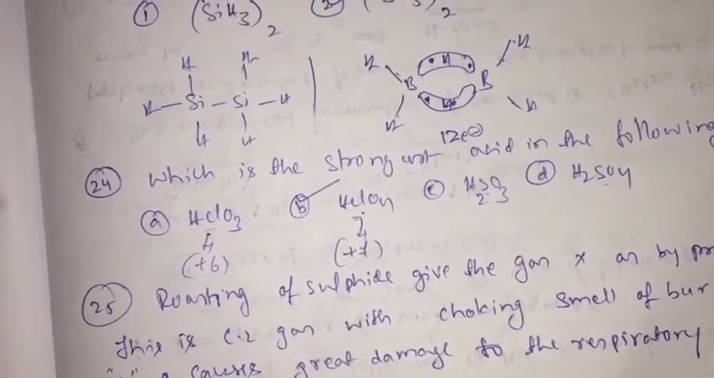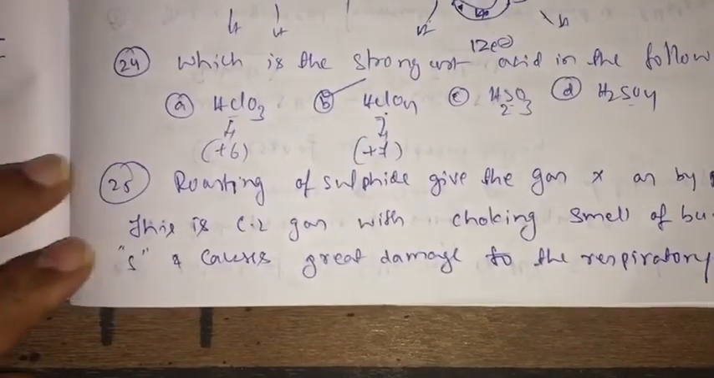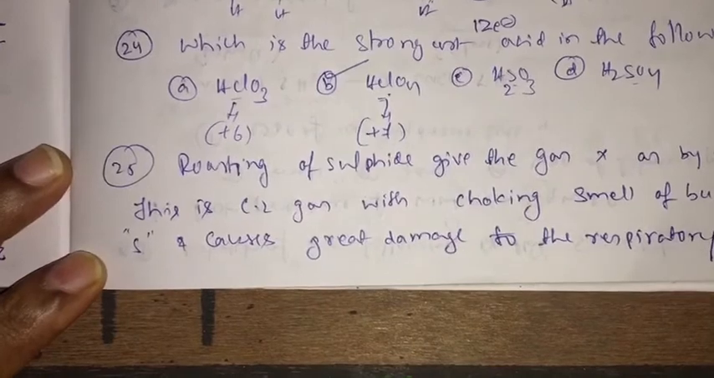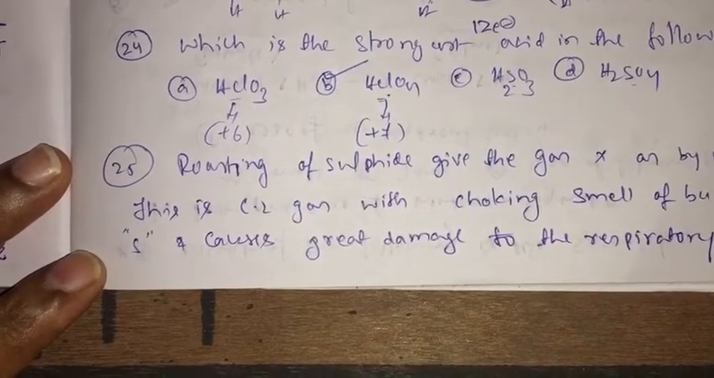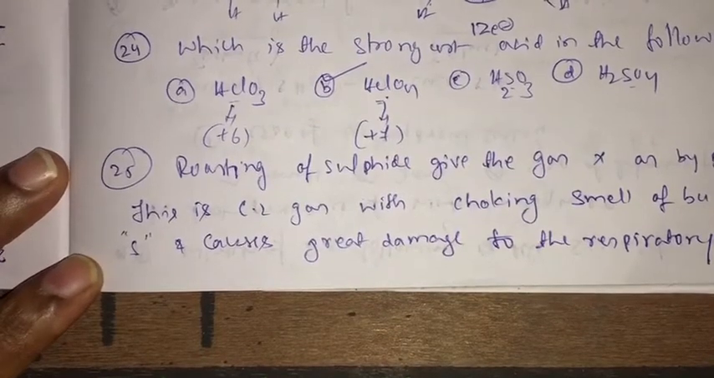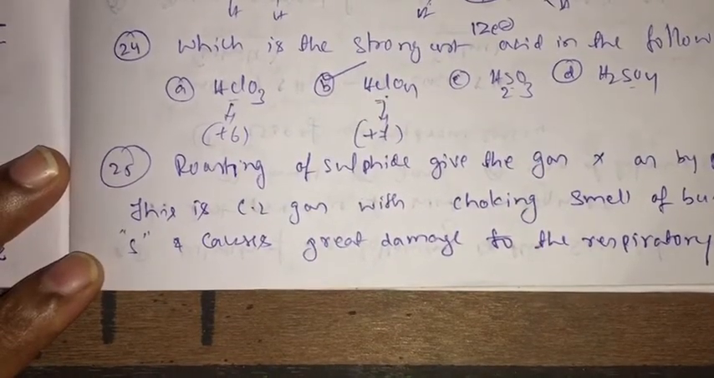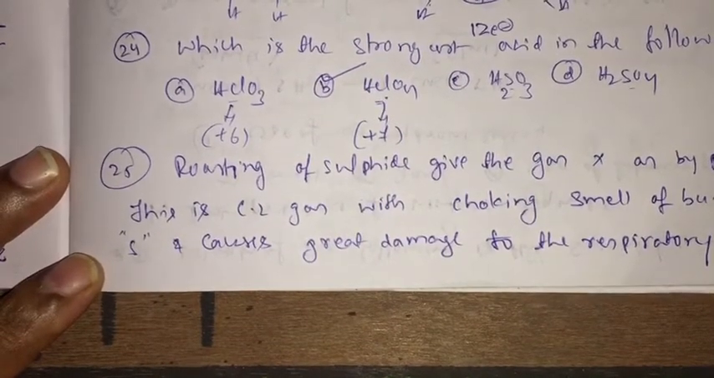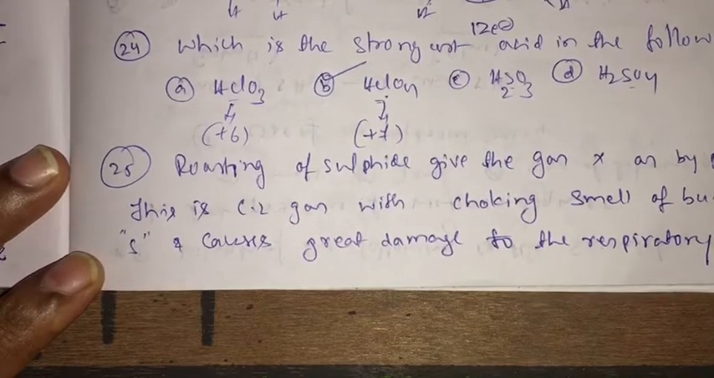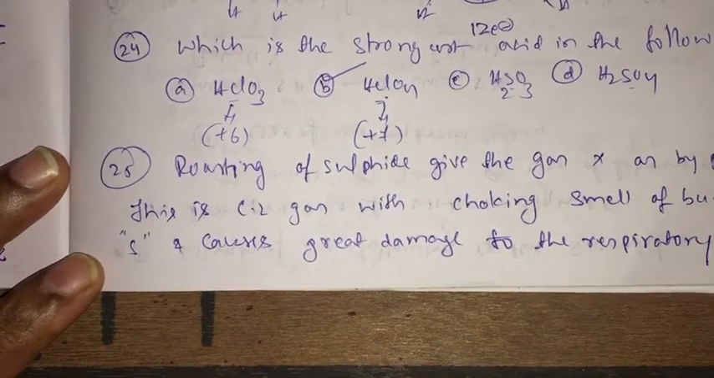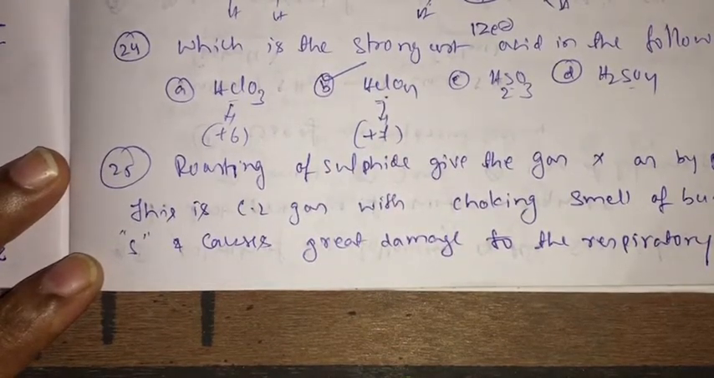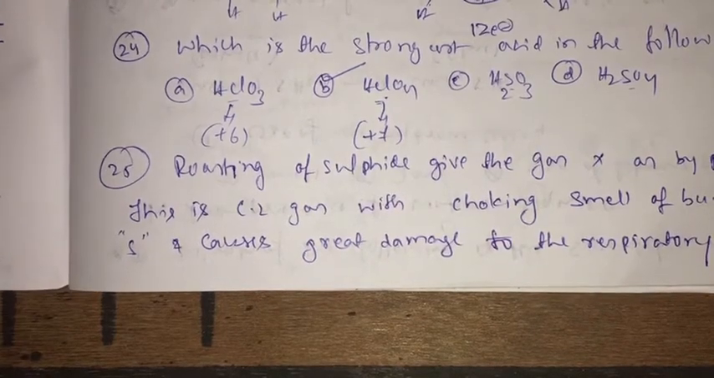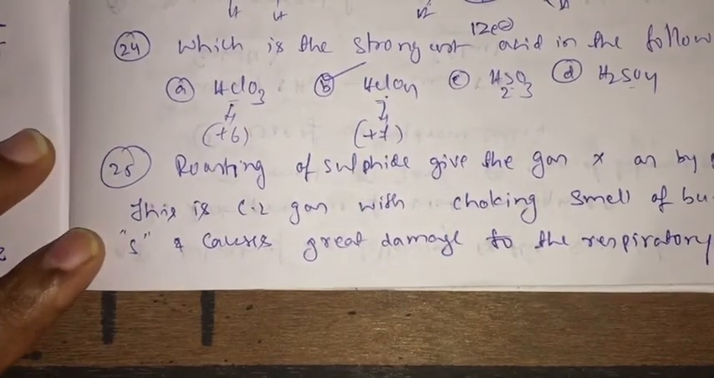Next, which is the strongest acid among the following? You know that the acid with the higher oxidation state or the more electronegative central atom is stronger, followed by HClO3 and HClO4 in the highest oxidation state. HClO4 has the highest oxidation state, and Cl is more electronegative, so theoretically you can say this is the most acidic in nature.